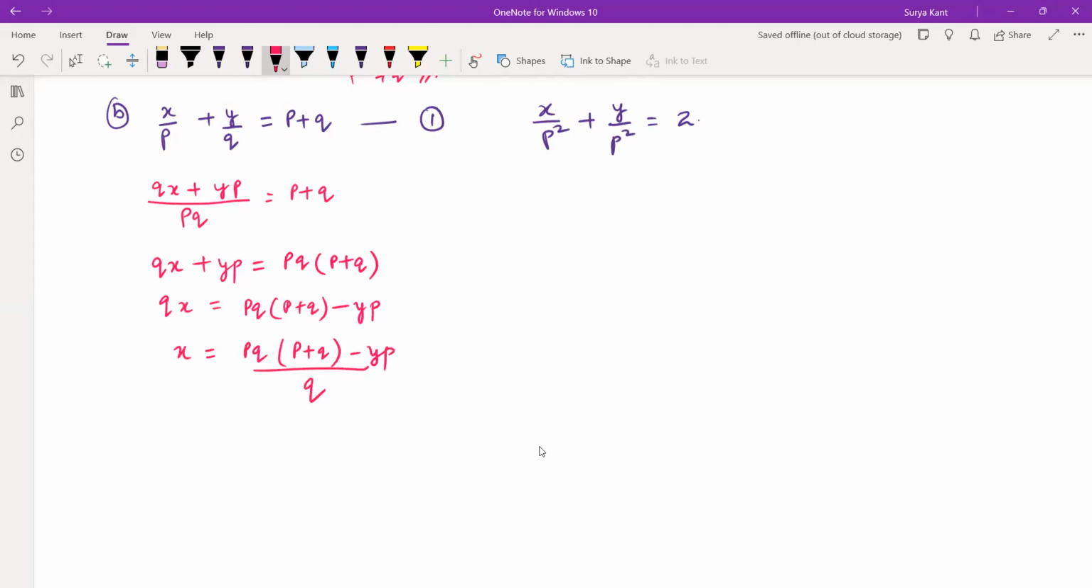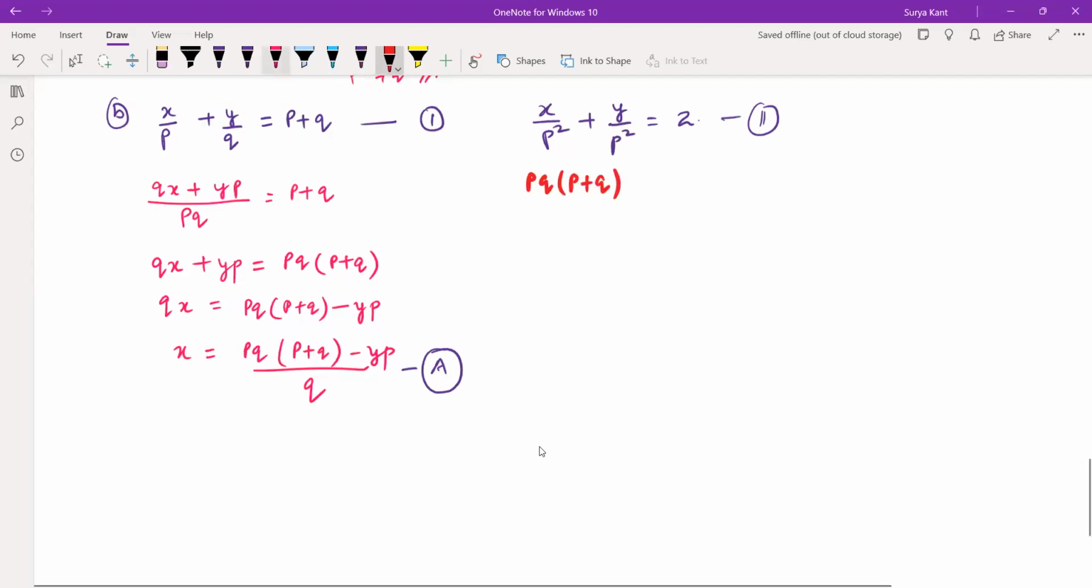Is it clear to everyone what I have done? We are going to call this equation A, and put this x value in equation number 2. What do we get over here? The x value is pq (p plus q) minus yp, divided by q, and again we write here p square, plus y by p square is equal to 2.